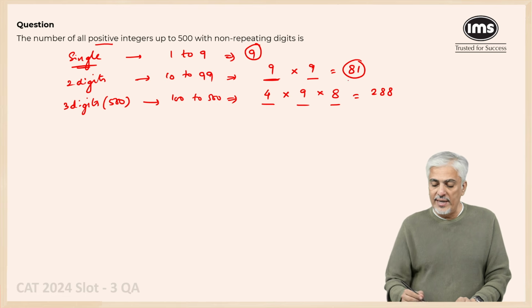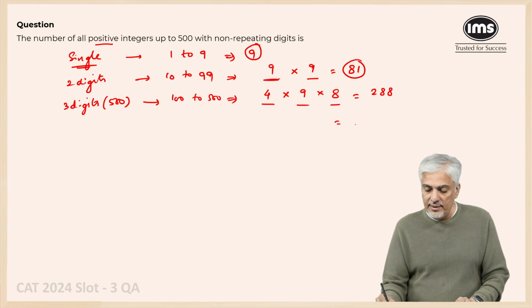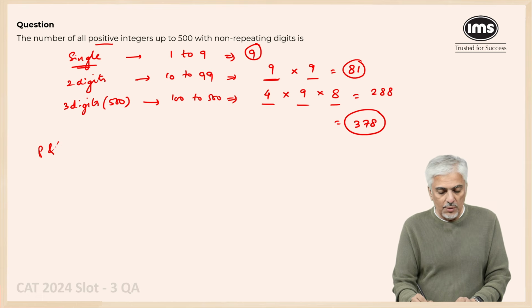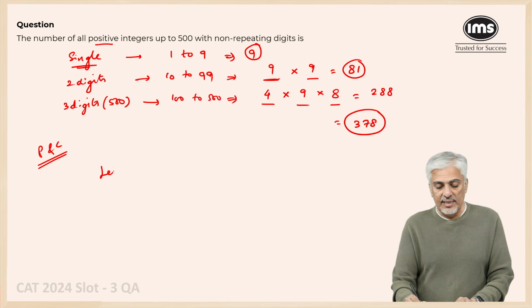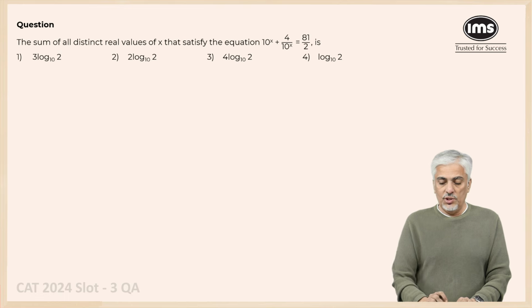Add up all of them, 288 plus 90, that will be 378, and that will be your final answer. Because it was a theta question, because it was permutation and combination, which is normally a weak area for a lot of students, I'm going to consider this as a level B question. Otherwise, in an exam situation, I thought this was not a very difficult question based on the way it was this year. Let's have a look at the next question.